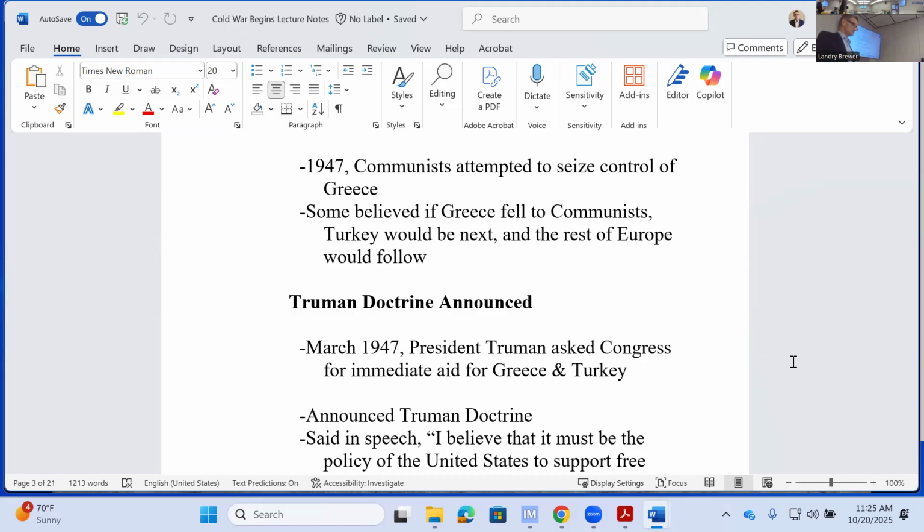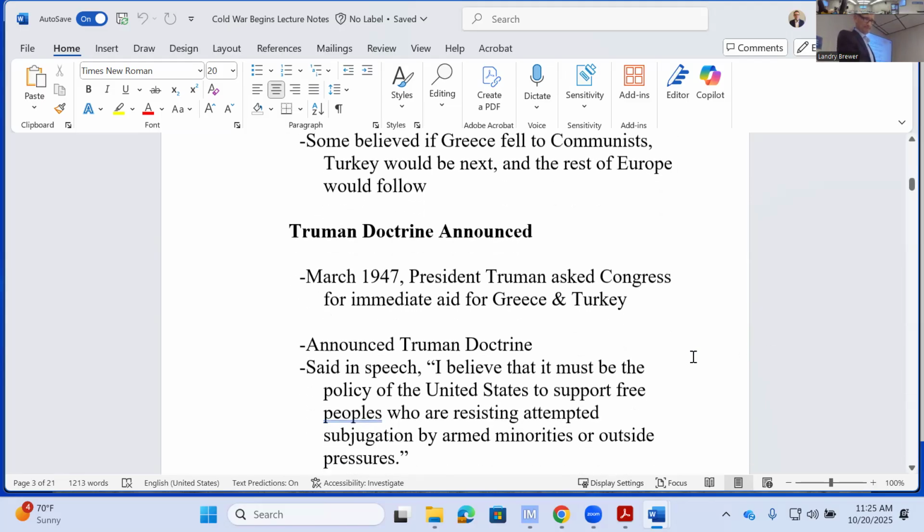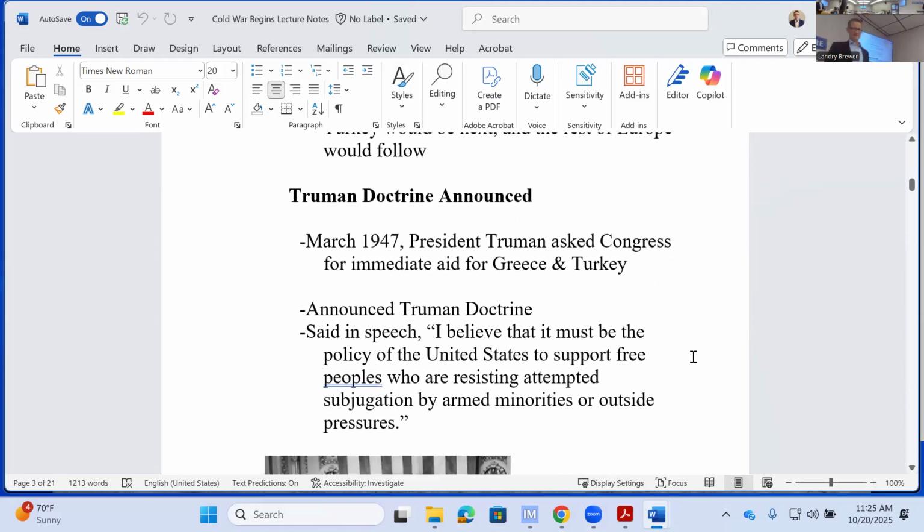So that's when President Truman met with the congressional leaders and said, we need to help out Greece and Turkey with some aid so they don't fall to communism. So in March of 1947, President Truman formally asked the Congress for immediate aid for Greece and for Turkey. And he announced a new doctrine for the United States, a new foreign policy.